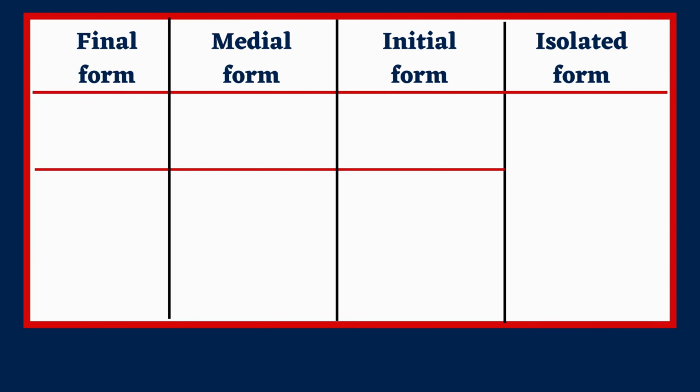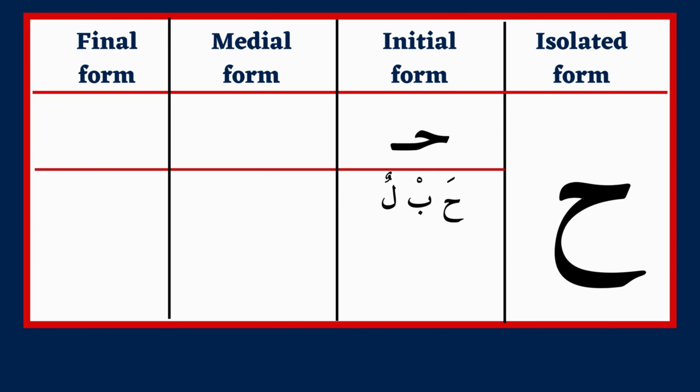Ha accepts joining from both the right and left sides. When ha is in initial form in a word, it is written this way, in order to connect with the letter that follows it.